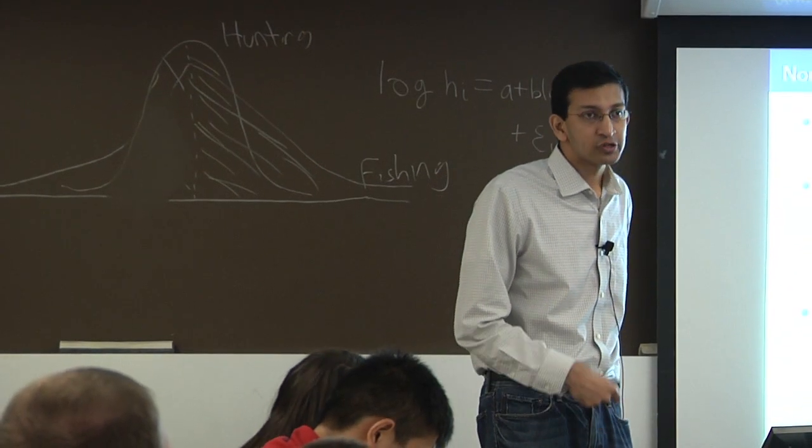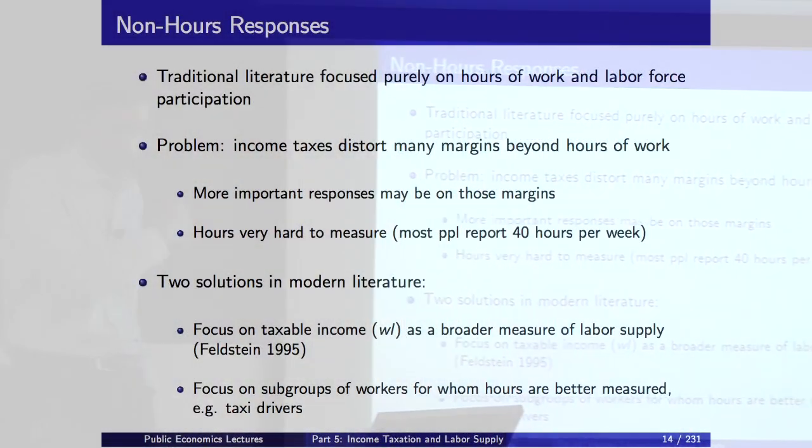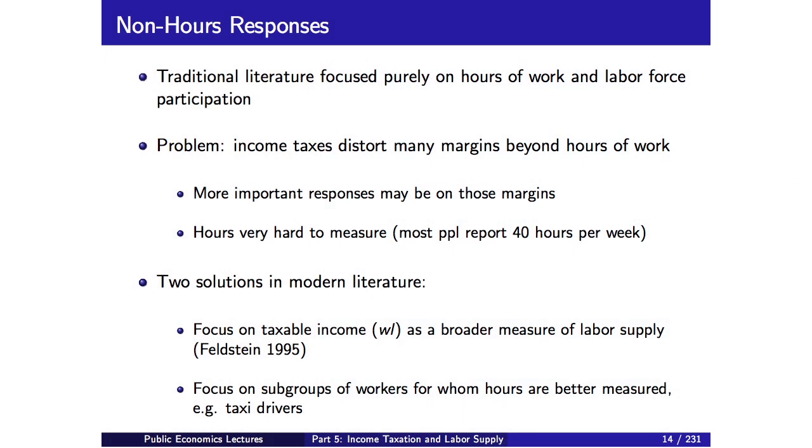Okay. All right, so now, moving on to other issues that arise in estimating this very simple version, which is what people started out with. So the traditional labor economics literature focused purely on hours of work and labor force participation. So those were the two margins people looked at. As we've talked about previously in this class, the problem with that approach is that income taxes might distort many margins besides hours of work. This is the Feldstein insight in 1995. And the more important responses may be on these other margins. And moreover, hours are very hard to measure, right? So most people just report 40 hours a week, even though they're actually working a different amount.